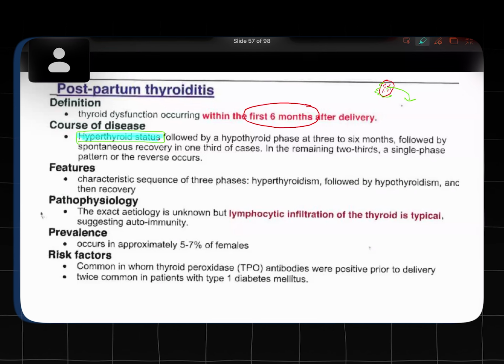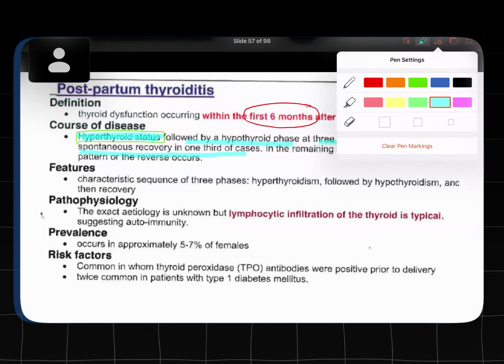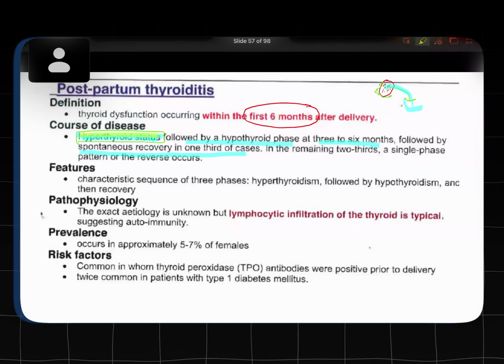And once this hyperthyroid state resolves, because all the thyroid hormones are coming out quickly, this is followed by a hypothyroid phase after 3 to 6 months. And after that, there is spontaneous recovery in 1/3 of cases. So there is a hyperthyroid state, a hypothyroid phase, and then spontaneous recovery. This occurs in 1/3. In the remaining 2/3, only one phase can be observed. That is, the patient may remain hyperthyroid or the patient may be diagnosed in the hypothyroid state.